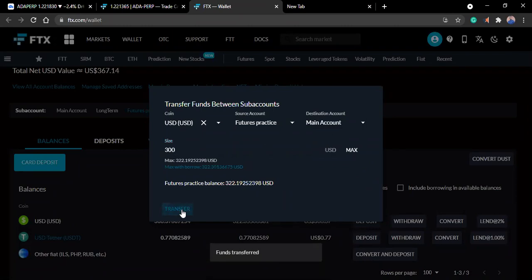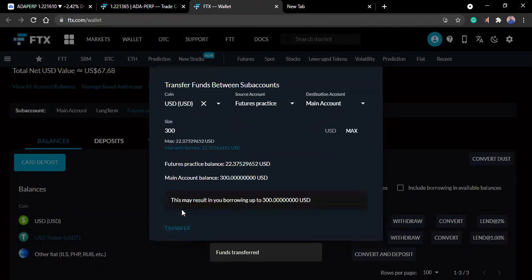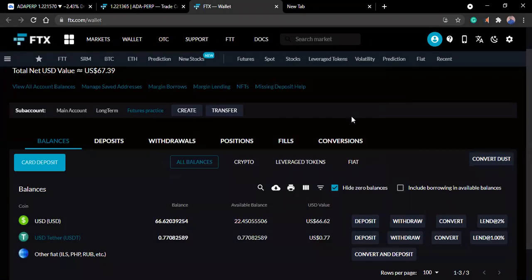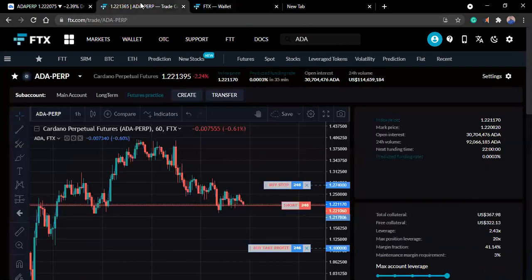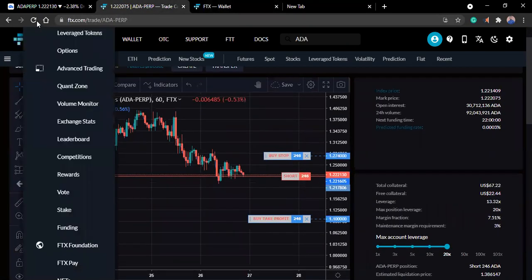So transfer. Yes, it's telling me that this may result in borrowing, blah, blah, blah. Okay, so that might not be a wise thing to do, but I don't have to borrow because I still have some floating small change. So let's go back and see what has changed here. So let's refresh.